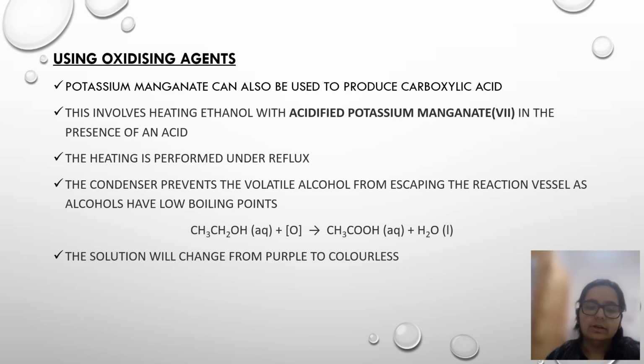Okay, and when this reaction occurs, the solution changes from purple to colorless. So the reaction is CH3CH2OH, which is ethanol, and the oxygen here in brackets is basically the oxygen provided from the oxidizing agent. It represents the oxidizing agent, and it is forming ethanoic acid and water. Let's move on to the next slide.